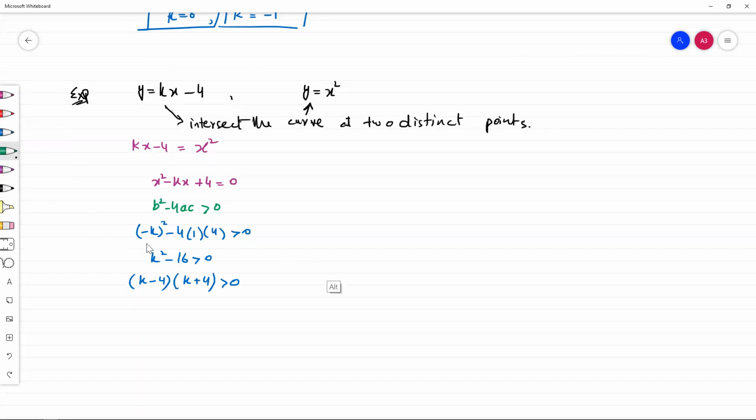Here I'm going to draw the curve, to show how you can find the solution of this inequality by sketching a graph. k square minus 16 is a quadratic function and its x-intercepts are k equal to 4 and k equal to minus 4. It means minus 4 here and plus 4 here are the two intersection points. For greater than 0, first sketch the curve: because the coefficient of k square is positive, it will open upward.